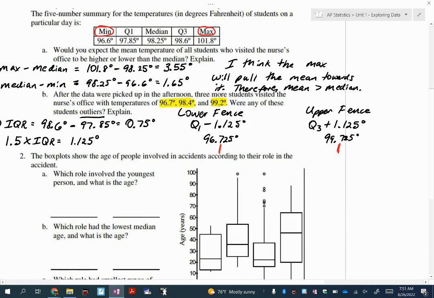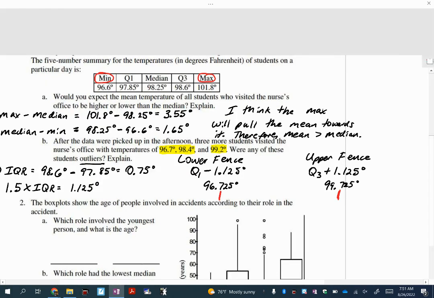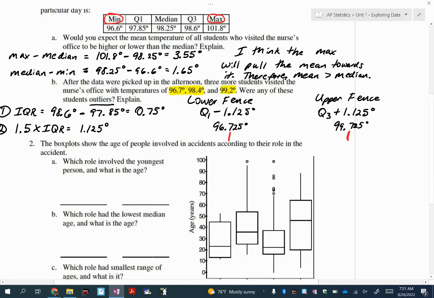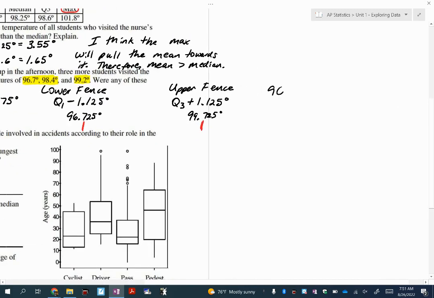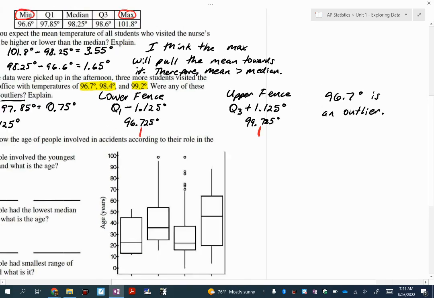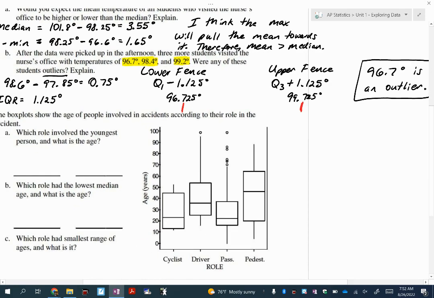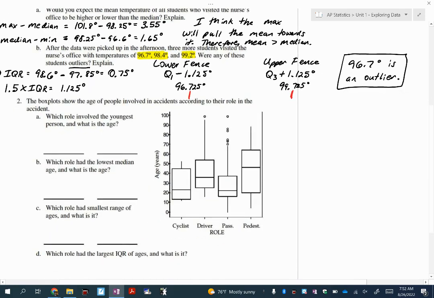All right, so 96.7 is below my 96.725, so that is going to be an outlier. I'll write it over here, since I don't have much room. 96.7 degrees is an outlier, it's below my lower fence. 98.4 is in between those fences, so not an outlier. And 99.2 degrees is also below that upper fence, so not an outlier. So the only outlier was that 96.7 degree student, just barely, by less than a degree.